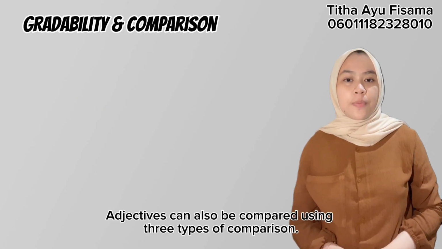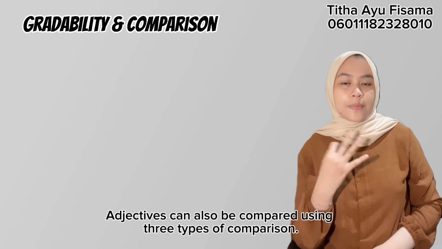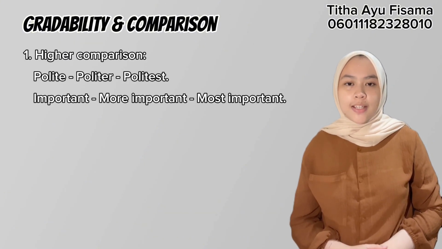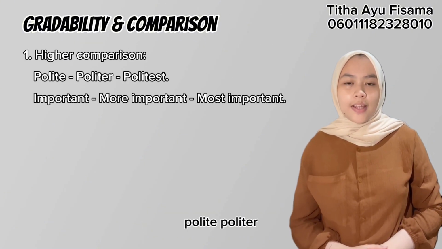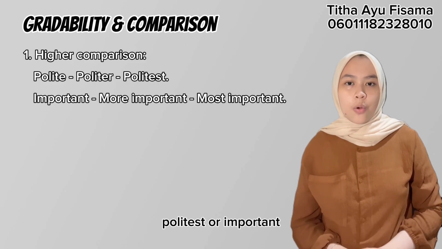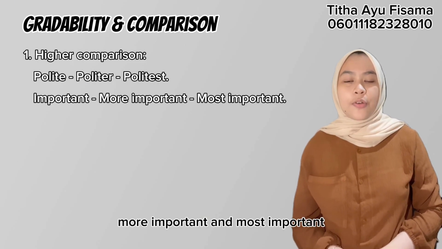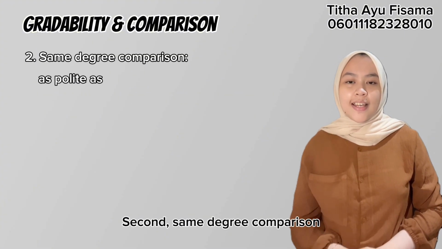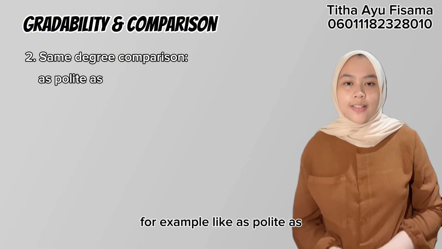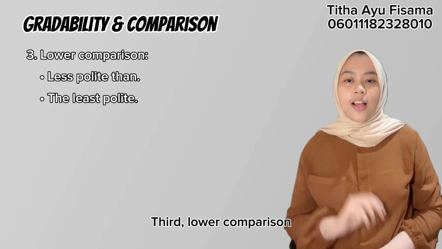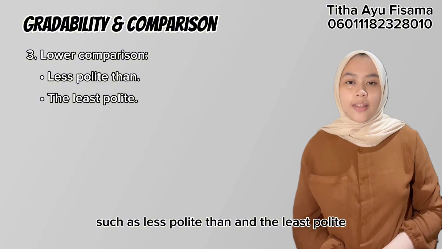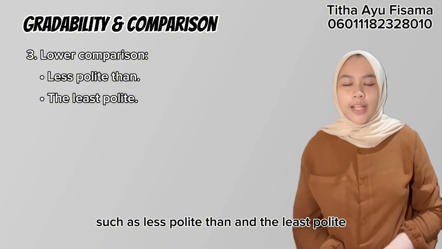Adjectives can also be compared using three types of comparison. First, higher comparison: polite, politer, politest, or important, more important, and most important. Second, same degree comparison, for example, as polite as. Third, lower comparison, such as less polite than and the least polite.